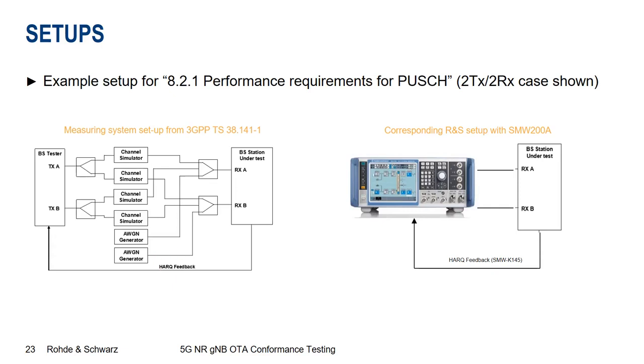And on the right, we see again the corresponding setup with the SMW. So from a hardware point of view, nothing has to be changed. It can still be tested with one vector signal generator. So the fading can be applied internally, and this instrument also accepts the feedback from the base station and then modifies the output signal on the RF in real time.